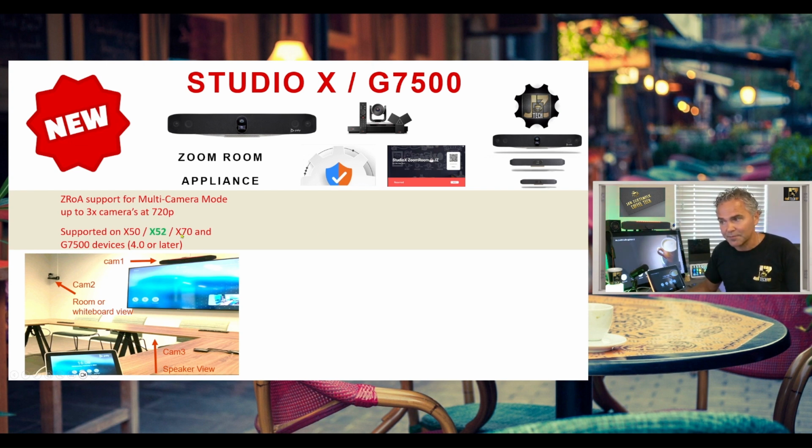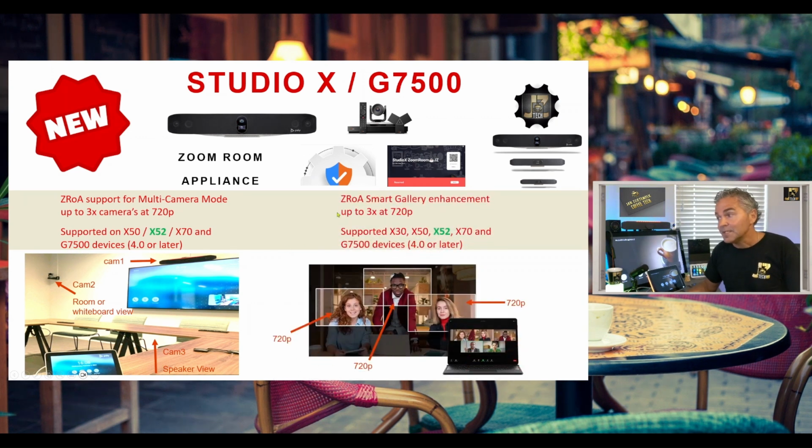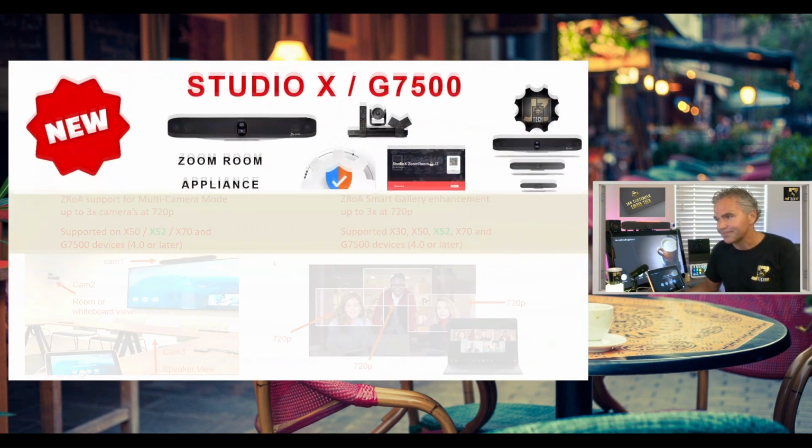So X50, X52, X70 and on the G7500. Same with the Smart Gallery, also up to 720p. And not only X30, X50, but now or soon also available on the X52 and on the G7500. So Smart Gallery means you will have every participant in a camera view and the camera will automatically pick out the participants in the room.